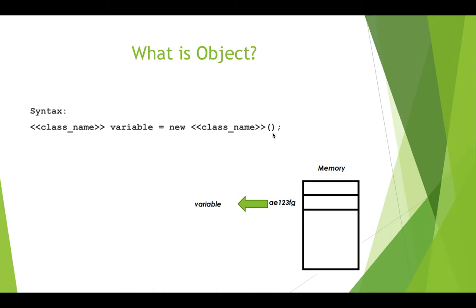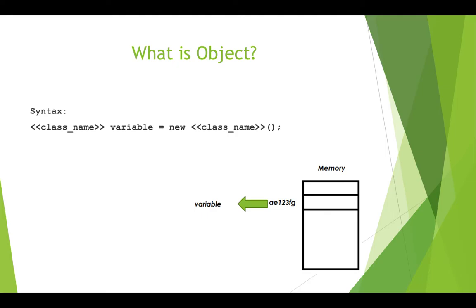Next is this part, the brackets. This is the constructor place, I mean initializing the values to the object. We'll discuss this in the constructor videos. Then the semicolon, we know that. In each and every statement in Java, for ending we should give the semicolon.